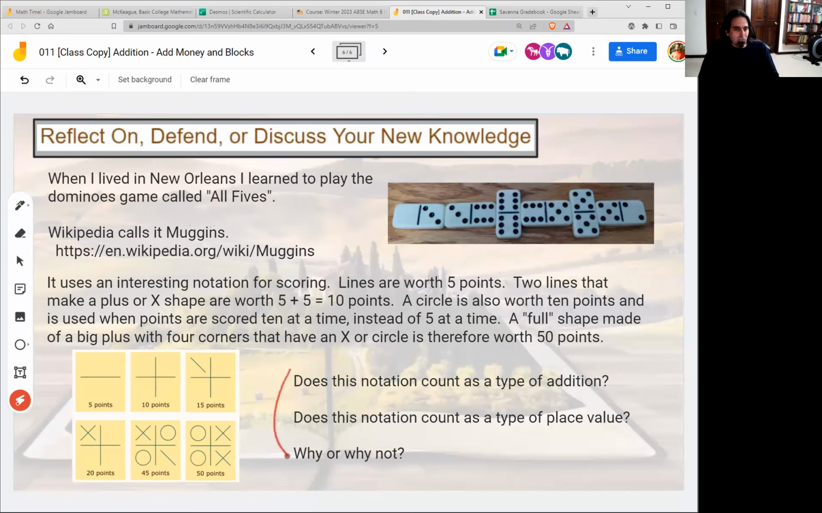So my questions for you, again, just type them out in text if that's easiest. Does this notation count as addition, even though it doesn't have numbers? Does it count as place value, even though it doesn't have numbers? And why or why not? You can probably make a defensible argument for yes or no, but think about it and try and defend your reason.